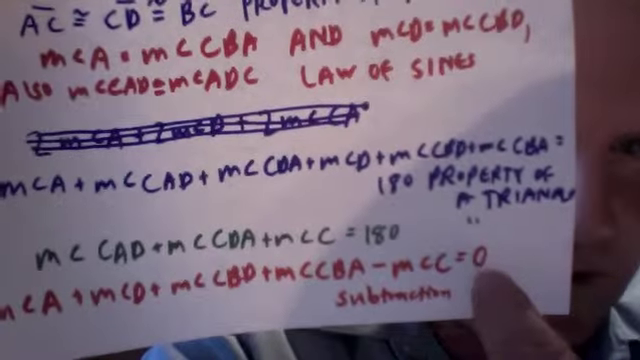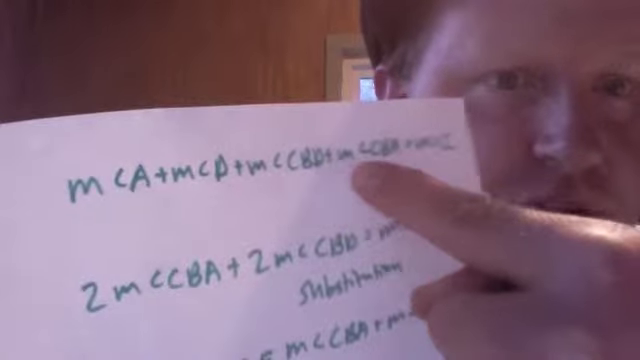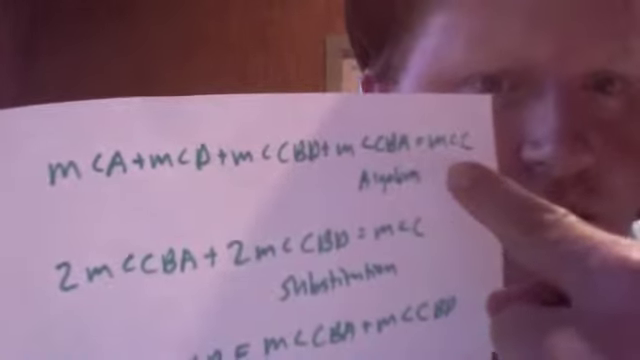Now, just doing a little algebra, which is just really adding measure of angle C to both sides, I get measure of angle A plus measure of angle D plus measure of angle CBD plus measure of angle CBA is equal to measure of angle C. Now, what on earth does that mean?